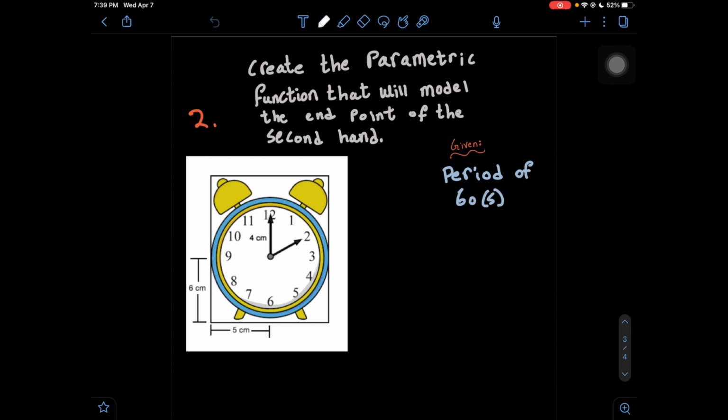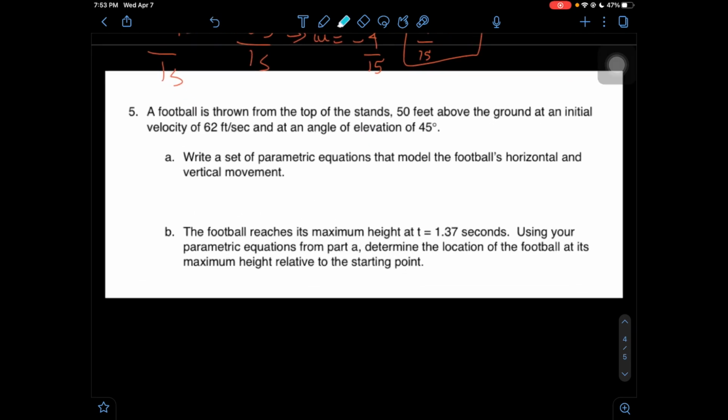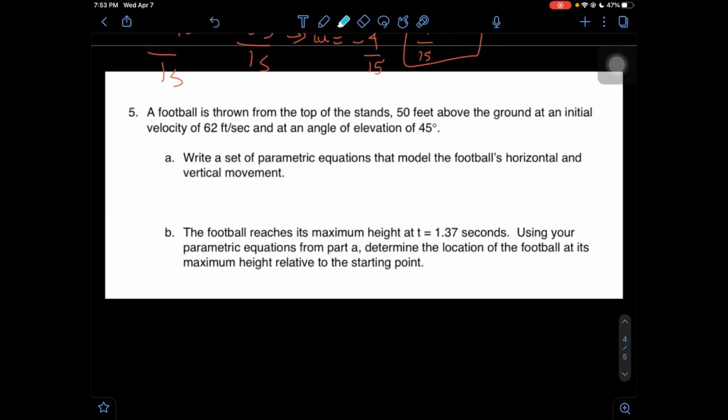In today's video, we'll be looking at part 2 of applications of parametric functions. Next problem, which talks about a football that is thrown from the top of the stands 50 feet above the ground at an initial velocity of 62 feet per second and an angle of 45 degrees.